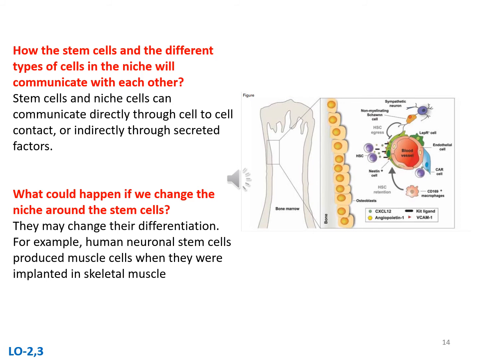So how do the stem cells and the different types of cells in the niche communicate with each other? They can communicate directly through cell-to-cell contact or indirectly through secreted factors, such as growth factors. What would happen if we change the niche around the stem cells? They may change their differentiation. For example, human neuronal stem cells can produce muscle cells when they are implanted in the skeletal muscle. Interesting, is it not?